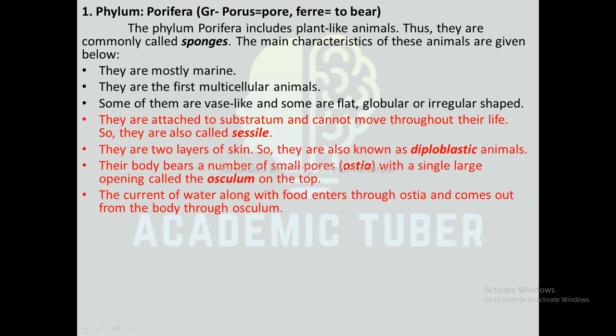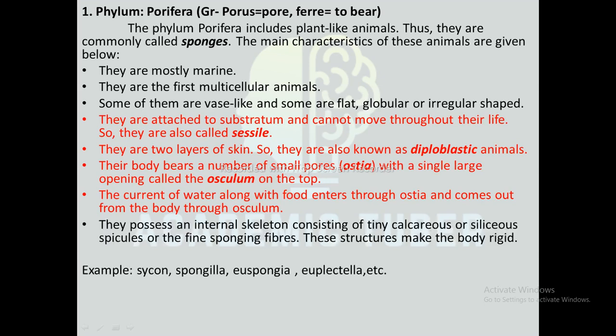There are 2 layers of skin, so they are also known as diploblastic animals. Their body bears a number of small pores called ostia with a single large opening called the osculum, which is present at the top. The current of water along with food enters through ostia and comes out from the body through the osculum. They possess an internal skeleton consisting of tiny calcareous or siliceous spicules or fine spongin fibers. These structures make the body rigid. Examples of Phylum Porifera are Sycon, Spongilla, Spongia, Euplectella, etc.